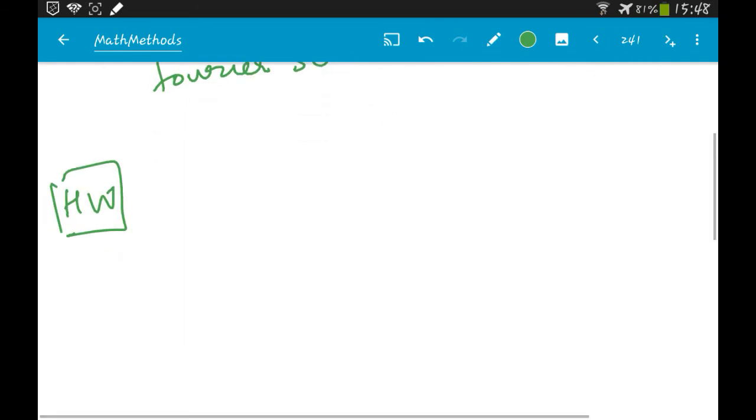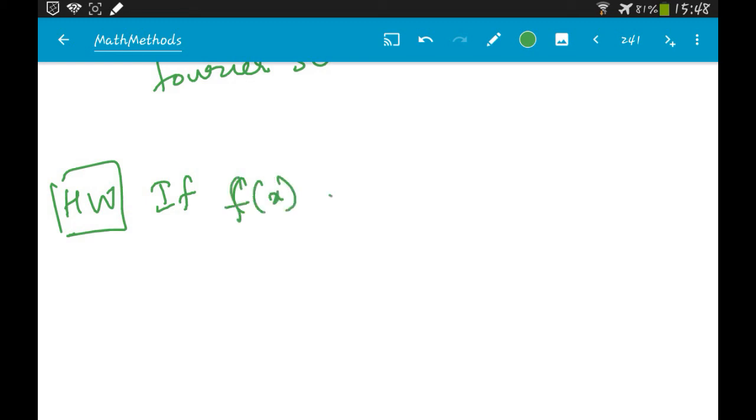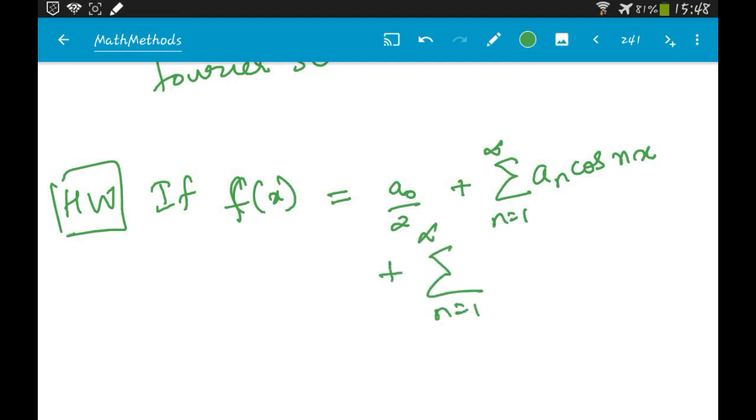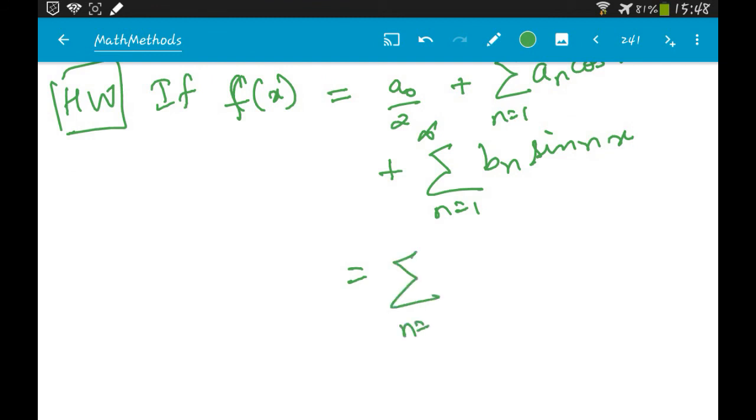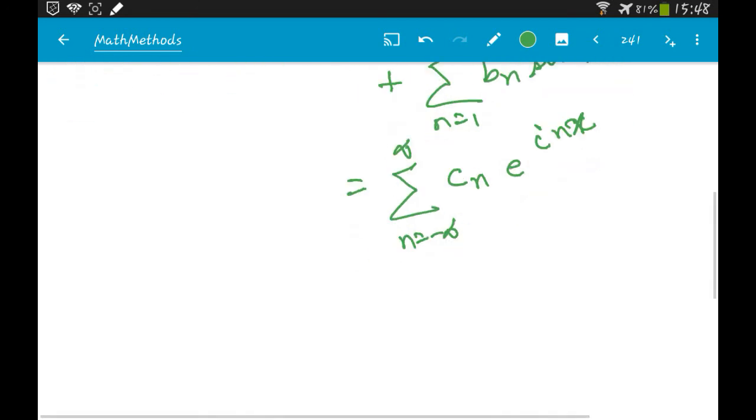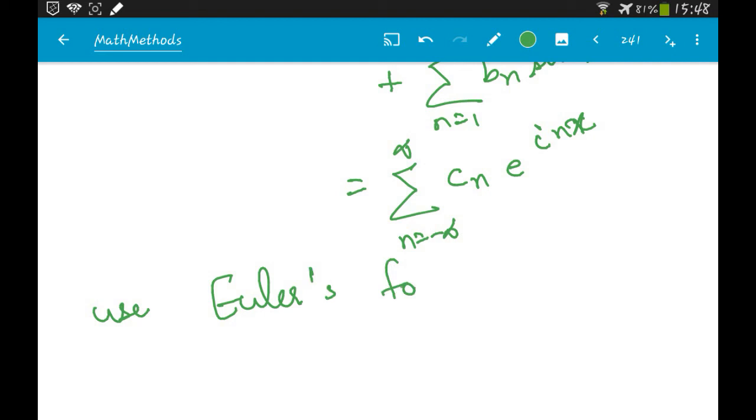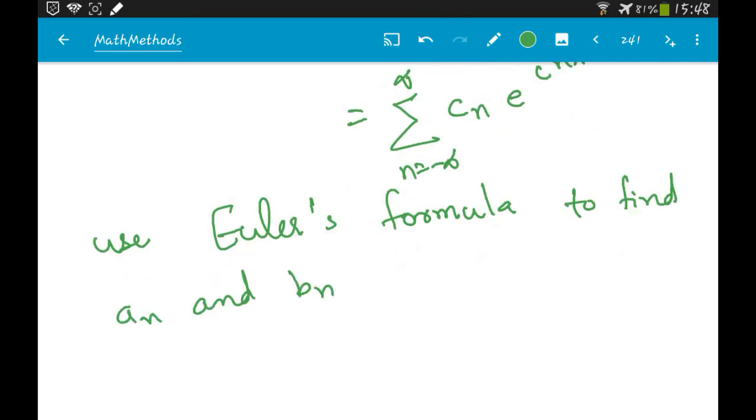And the second homework problem is: if f of x is equal to a naught by 2 plus the series, which is also equal to the sum from n equal to minus infinity to infinity of cn e power inx, use Euler's formula to find an and bn in terms of cn and c minus n. Okay, so this is what you have to do.